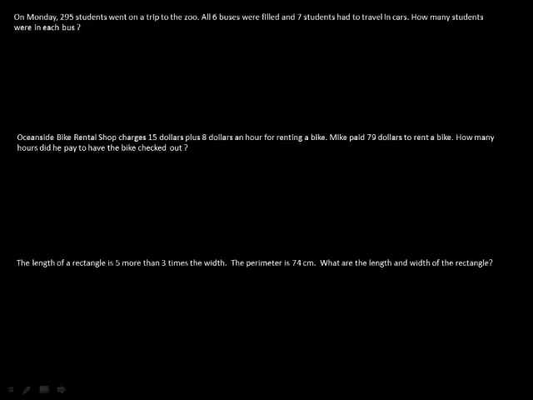Okay, now we're going to have some actual word problems. On Monday, 295 students went on a trip to see the zoo. 6 buses were filled and 7 students had to travel in cars. How many students were in each bus? So we have 6 buses plus 7 extra students equals 295 students altogether.